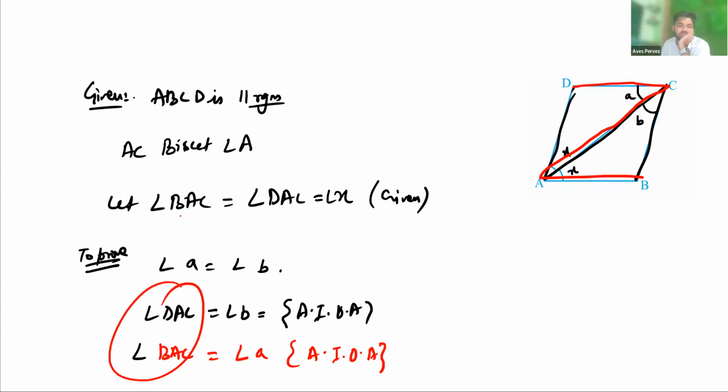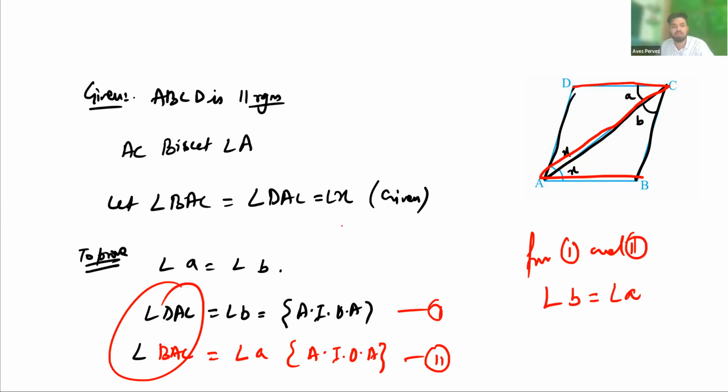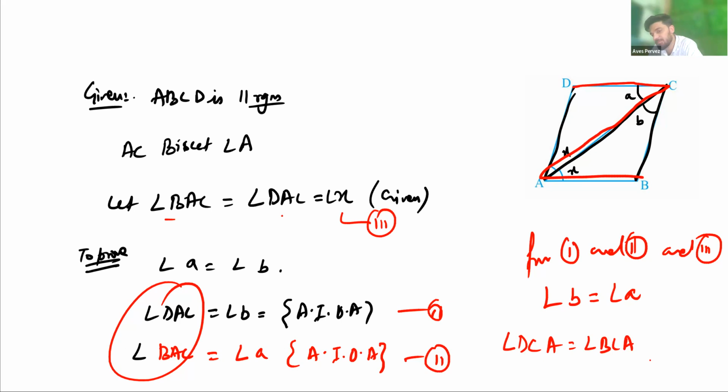And these two are equal. So this is first, this is second. From first and second, we can write that angle B is equal to angle A. This is third. From first, second, and third, since these two are equal, this will also be equal. Got it? Angle B is equal to angle A. So we can say that angle DCA is equal to angle BCA. Hence proved.